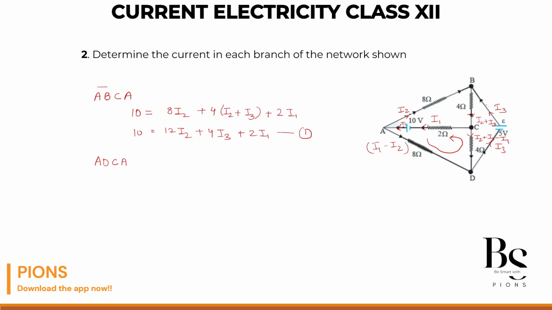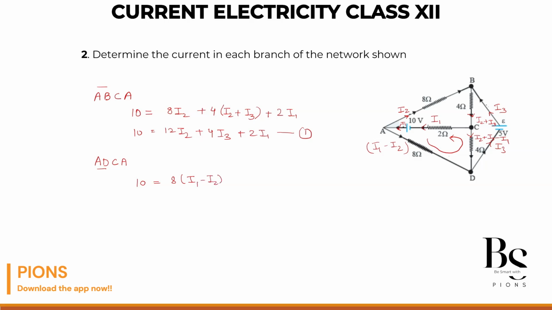Correct? Okay. Now in this loop, is there any battery? Yes, 10. Sir, what if I am going from the negative terminal to positive? In that case, this 10 will be written as negative, not positive. Clear? So 10 will be equal to A to D. I am going from A to D. Current is also going from A to D? Yes. So we write resistance into what's the current in A to D? I1 minus I2.